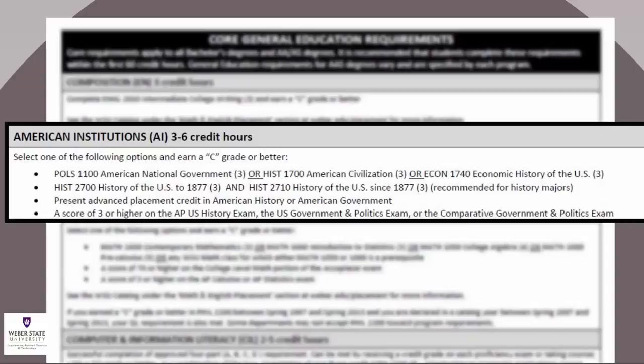Or if you received a score of 3 or higher on the AP US History exam, the requirement will be complete. Please note that the 4th option is designed for history majors or minors. Most students complete the requirement, choosing a course from the first option to avoid taking an extra class. You are required to pass the class with a C or better.